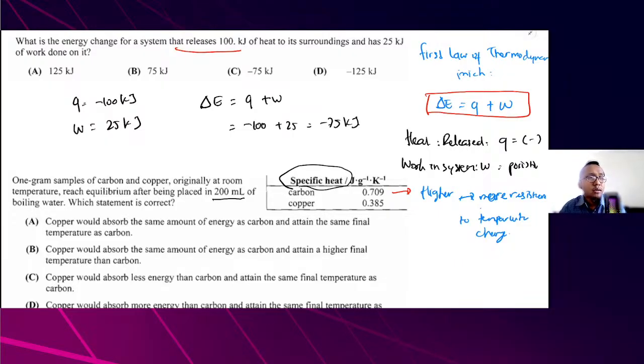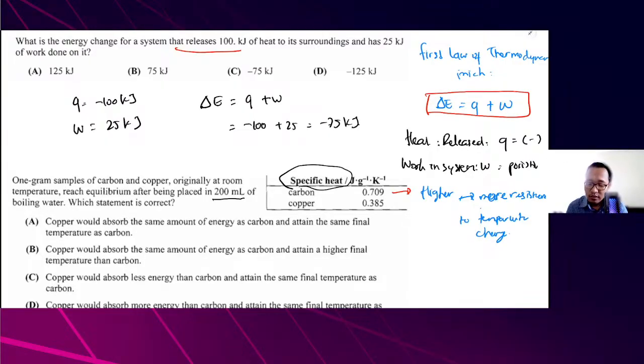Let's think this through. Do the samples have the same mass? Yes, 1 gram. Both samples have the same mass, and they reach the same final temperature because they are in the same boiling water. However, their specific heats are different.